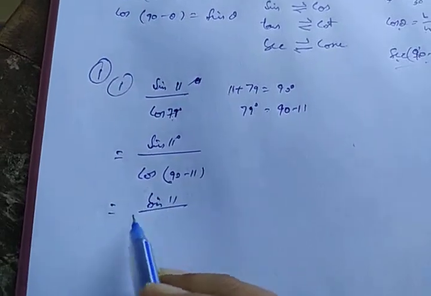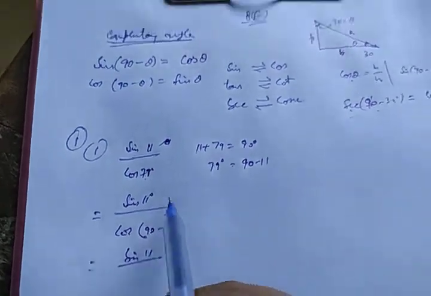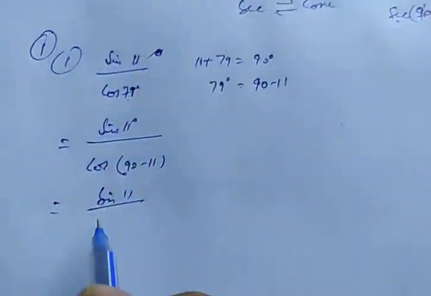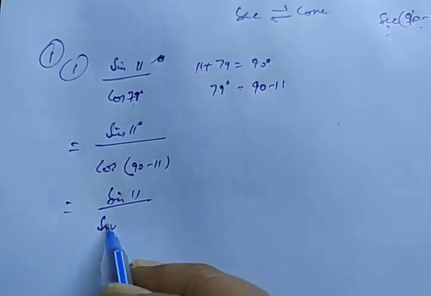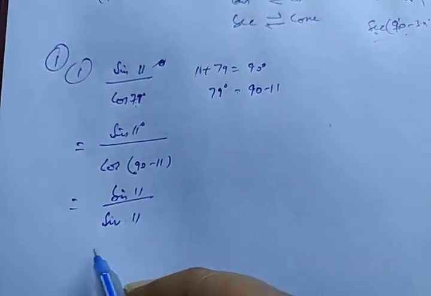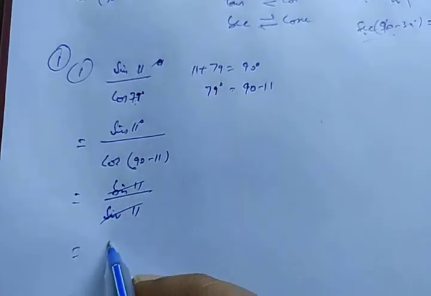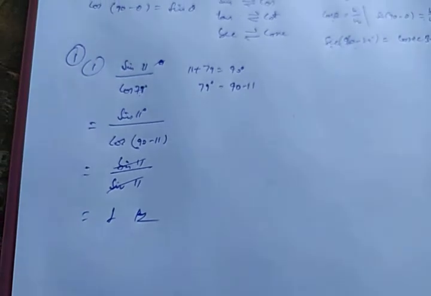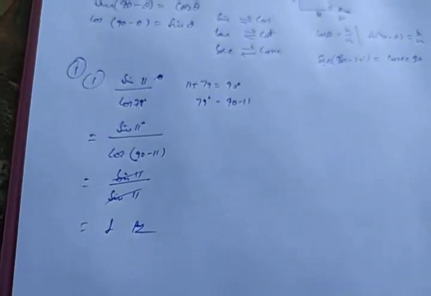Sin 11 upon cos will change to sin due to 90. This is the formula. If 90 minus something is used, then cos will become sin and this angle will come. Both the similar values will be cancelled, answer will be coming 1. This is actually the concept of the solution of question number 1, and 2 also will be solved in this way.